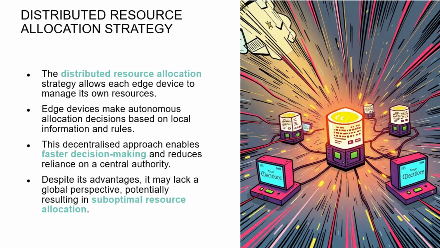2. Distributed resource allocation. As an alternative to centralized resource allocation, a distributed approach can be adopted where each edge device is responsible for allocating its own resources. In this strategy, edge devices autonomously decide how to allocate their resources based on local information and predefined rules. The distributed nature of the allocation enables faster decision-making and reduces the dependency on a central entity. However, it may lack a global view of the resource utilization, leading to suboptimal resource allocation and potential resource wastage.